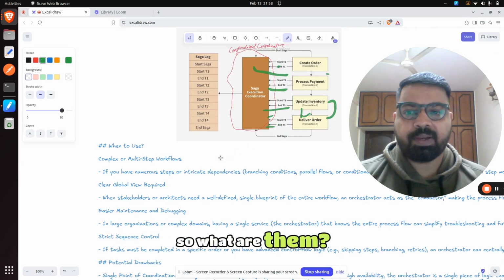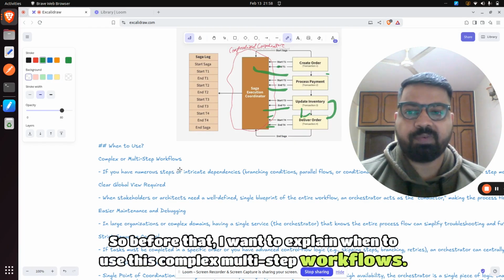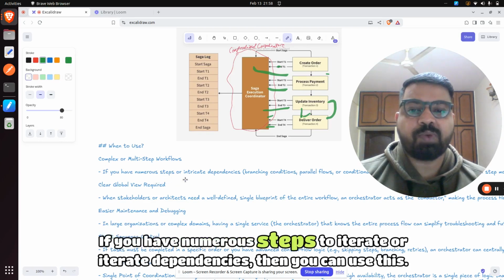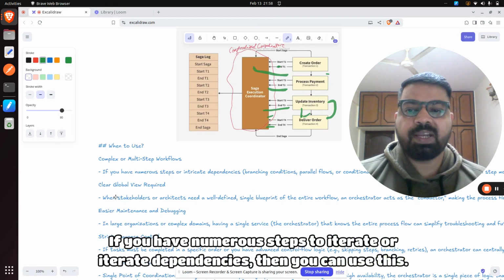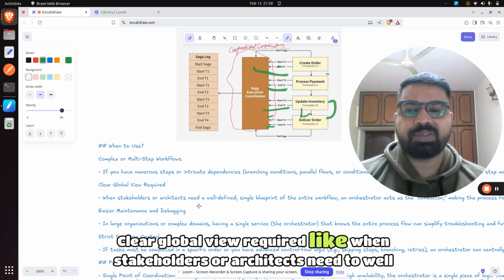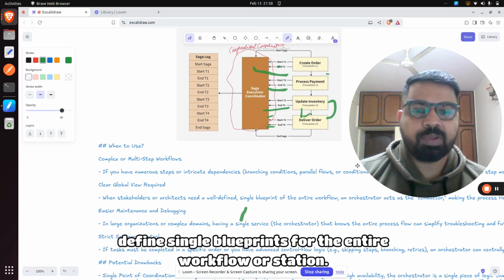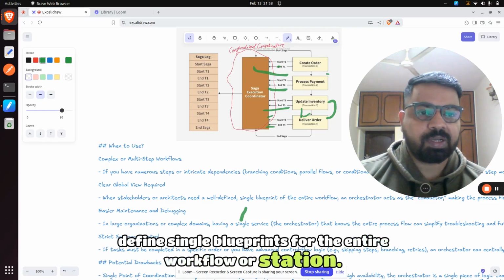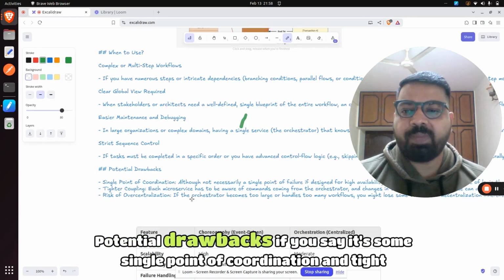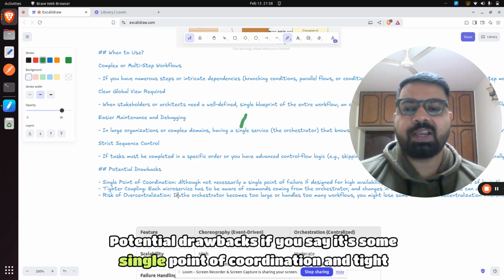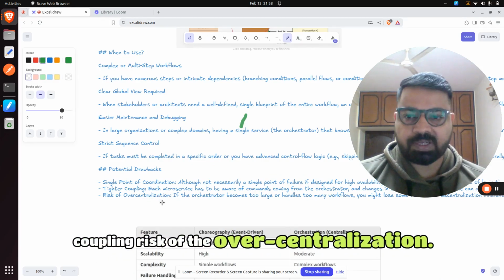So what are they, right? Before that, I want to explain when to use these complex multi-step workflows. If you have numerous steps with iterated dependencies, then you can use this. A clear global view is required, like when stakeholders or architects need a well-defined single blueprint for the entire workflow orchestration. It's easier to maintain and debug. Potential drawbacks: it's a single point of coordination, with tight coupling and the risk of over-centralization, right?